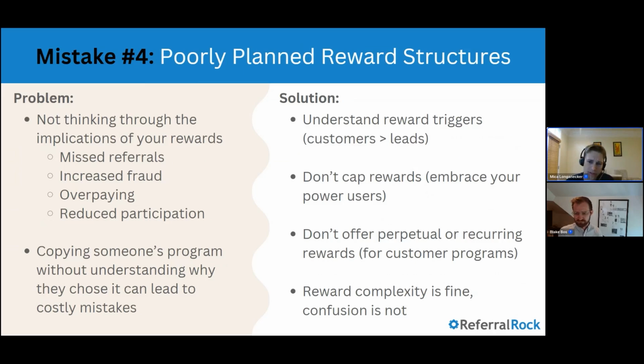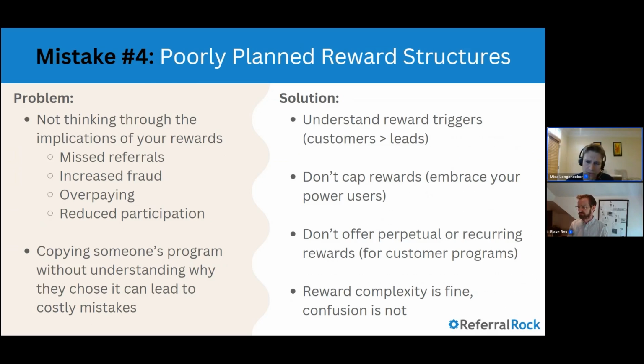You don't want to cap rewards. Sometimes we'll see businesses say, hey, up to 5 referrals or up to a certain number. But what you're doing here is you're actually preventing your power users. And for a lot of things, referral programs being one of them, you have power laws. Oftentimes we'll see a very small percentage of the people sharing actually generating a lot of the referrals. So you almost never want to cap your rewards unless there's some legal reason to do so.